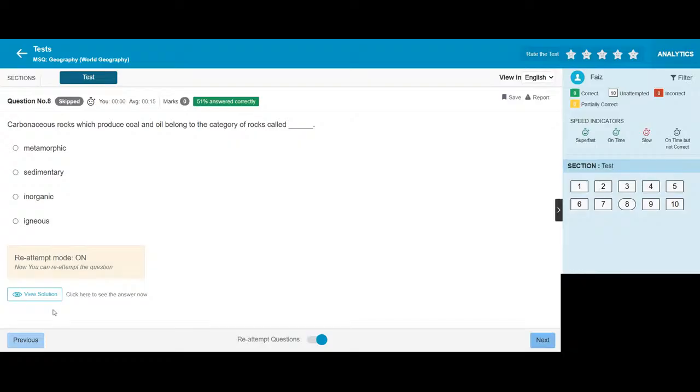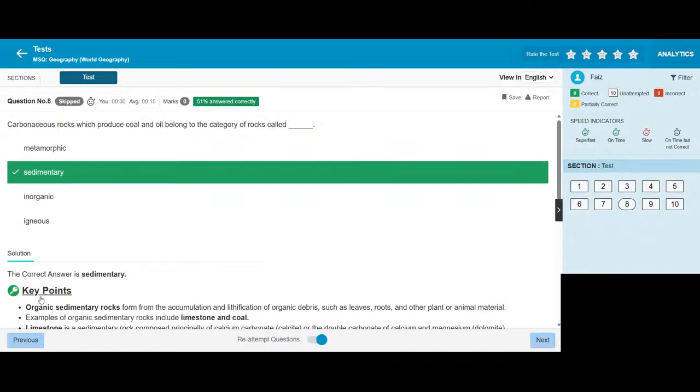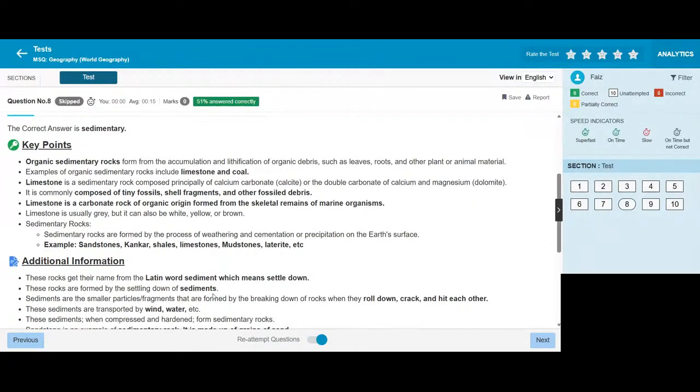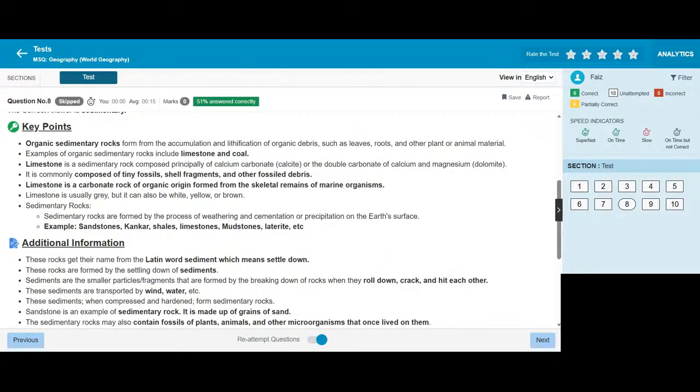Carbonaceous rocks, which produce coal and oil, belong to the category of sedimentary rocks. Organic sedimentary rocks form from the accumulation and lithification of organic debris such as leaves, fruits, and other plant or animal materials. Examples of organic sedimentary rocks include limestone and coal.